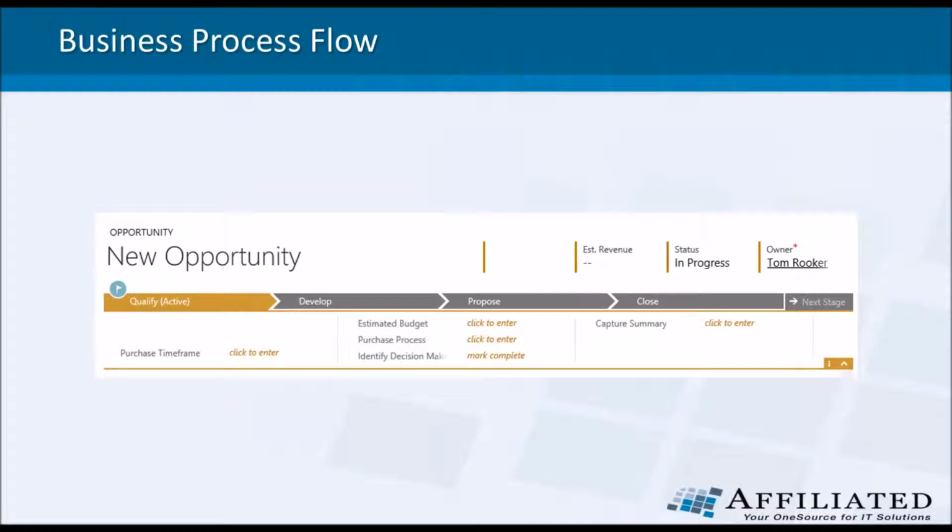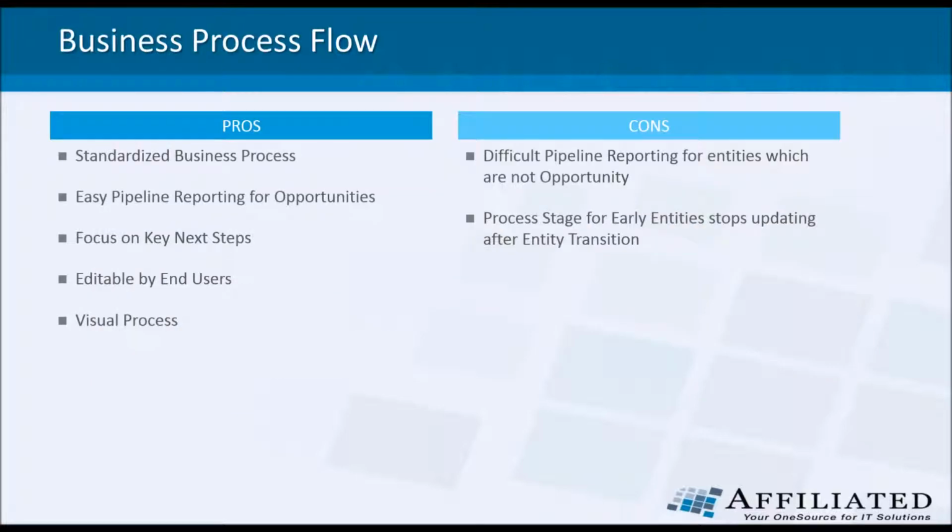Okay. Next we have just a short list of pros and cons. And I think we covered most of the pros in the last slide. One thing I should note is that the pipeline reporting for opportunities is great out of the box, but it's difficult when we move to custom entities. It's also difficult when we move to business processes that span multiple entities. So I'll go through this as an example a little later on in the presentation here.